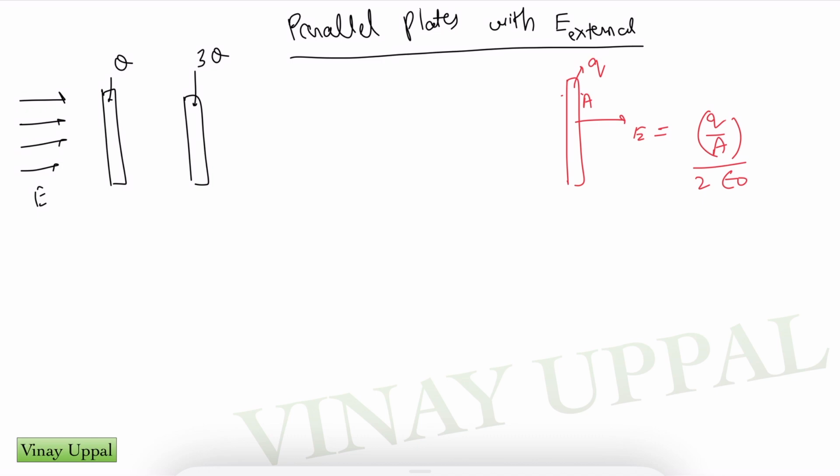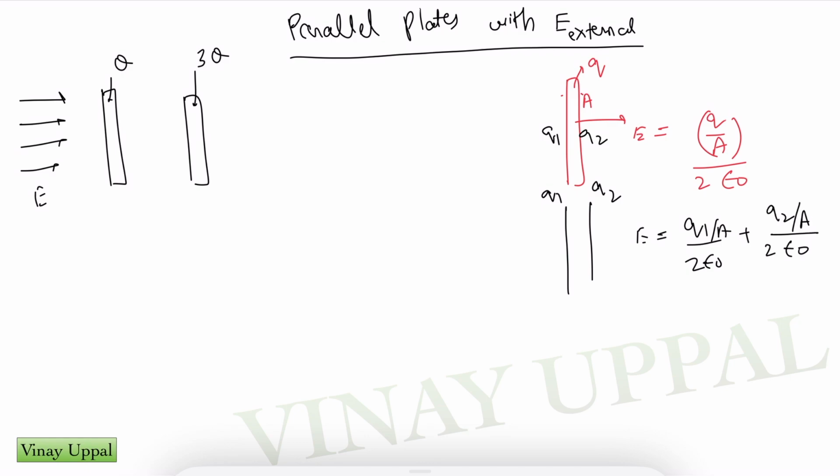If this is not very clear, just imagine you have Q1 and Q2. So basically you have two sheets, Q1 and Q2. So the field would be Q1 by area divided by 2 epsilon naught plus Q2 by area divided by 2 epsilon naught. Each sheet has an area A here. This will be nothing but Q1 plus Q2 by 2A epsilon naught, which is nothing but Q by A divided by 2 epsilon naught. So now it's very straightforward. Basically, this system is equivalent to having an additional plate.